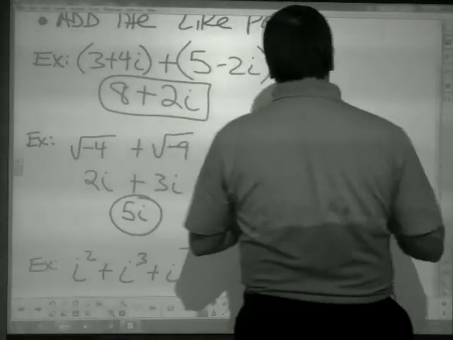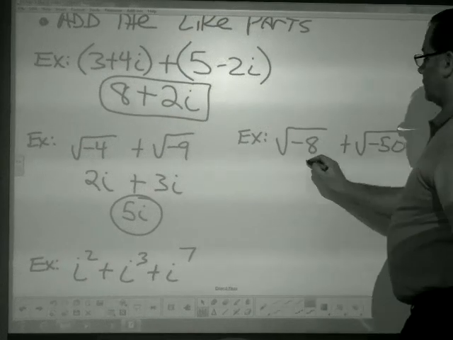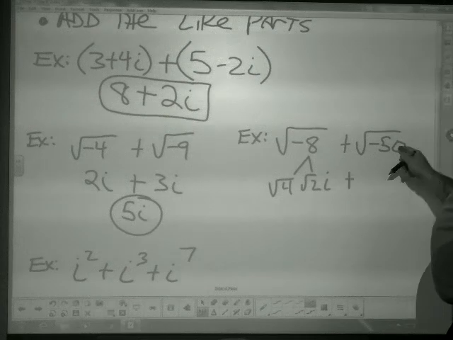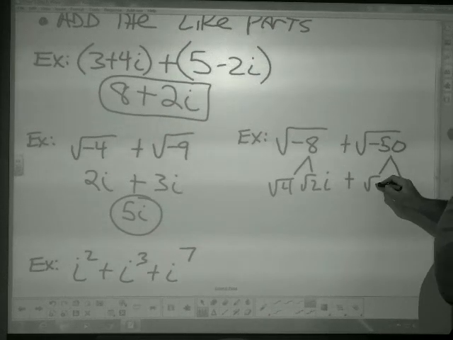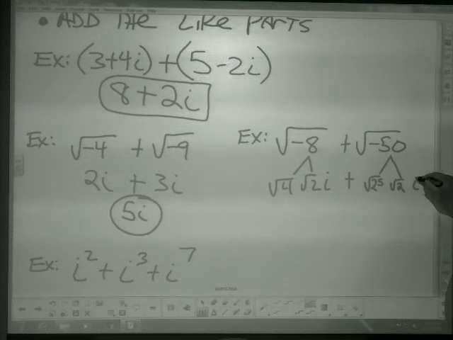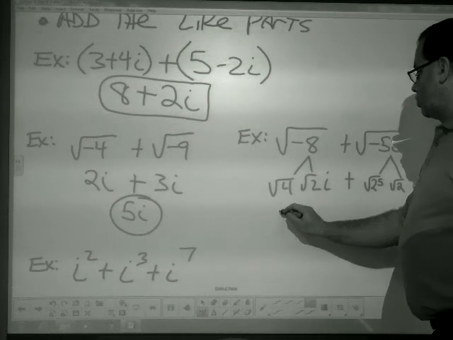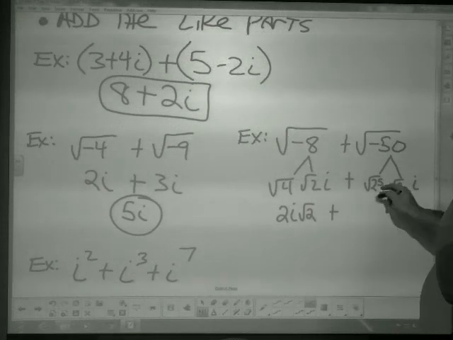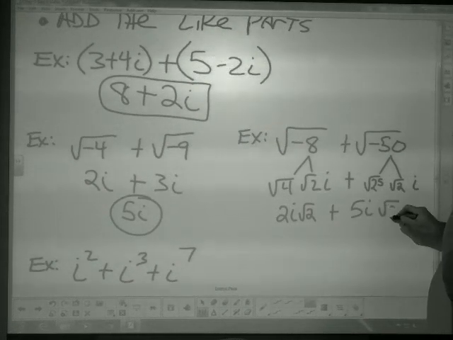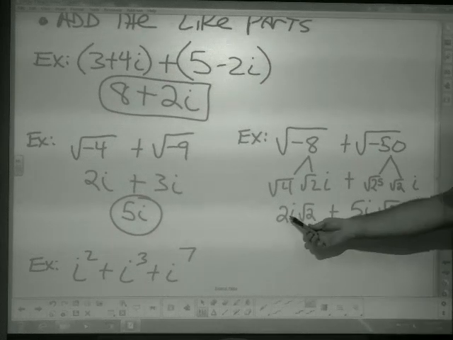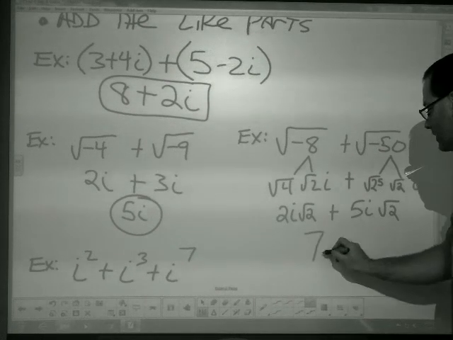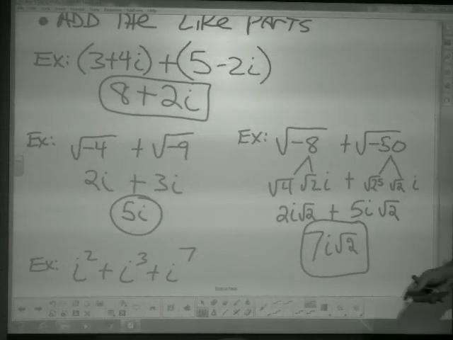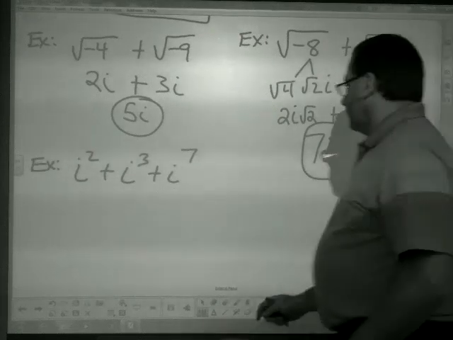If it's not simplifiable right away, we can still break it down. Square root of negative 8 is square root of 4 times square root of 2 with an i. Square root of negative 50 is square root of 25 times square root of 2 with an i. So I have 2i radical 2. Again, the i will come outside of the radical. And 5i radical 2. If I have 2 of these plus 5 of these, that gives me 7 of those, and that's how you simplify that.